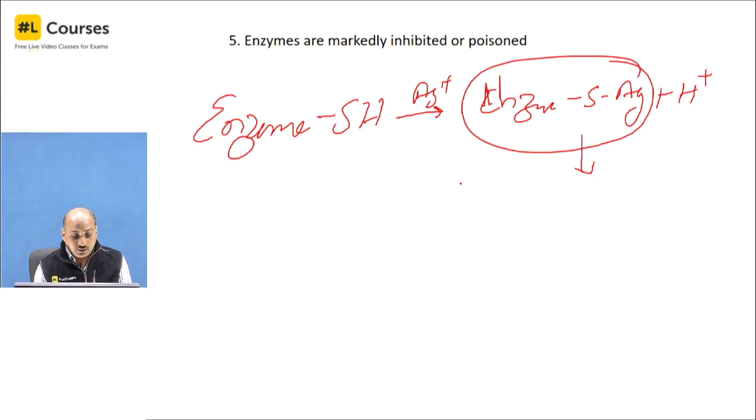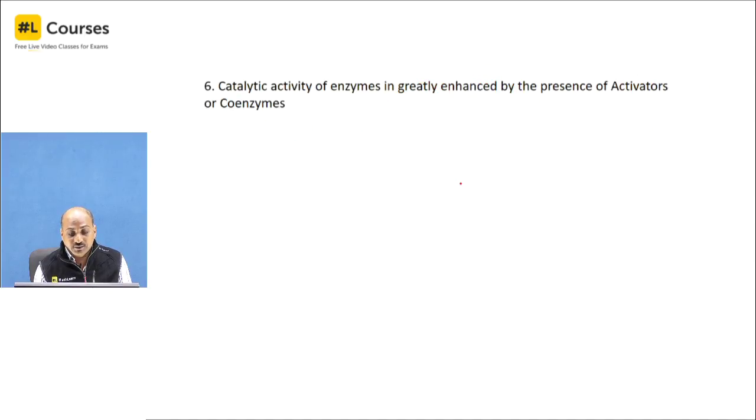The last point of enzyme catalysis is that the catalytic activity of an enzyme is greatly enhanced by the presence of activators or coenzymes. Once again, this is similar to the chemical catalysis which we have discussed. There also we add certain chemical substances which are not the catalyst, but they bring about the efficiency of the catalyst in a better way, and they are called promoters.